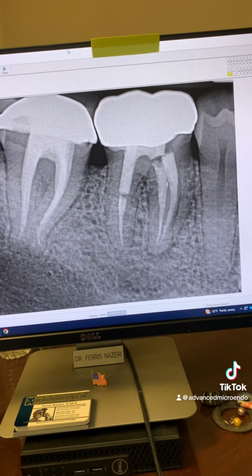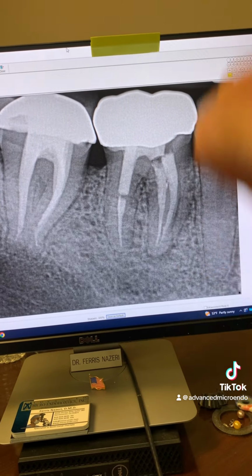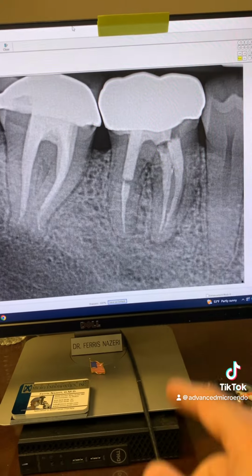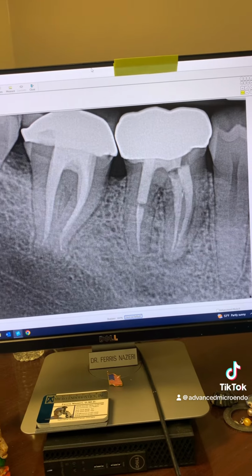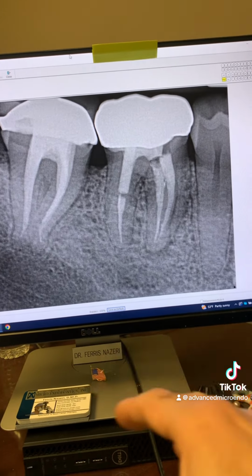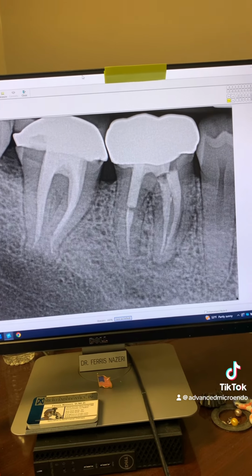So take a look here. Again, never, ever rely on just one PA, one angulation PA, to make a diagnosis. Never, ever. I don't know how else I can put this into your heads.